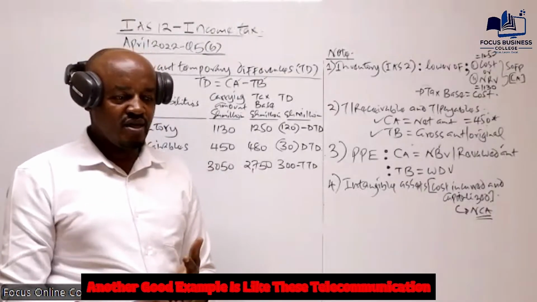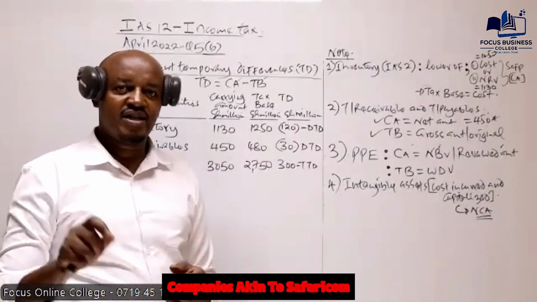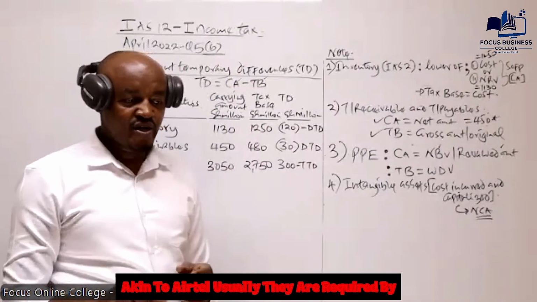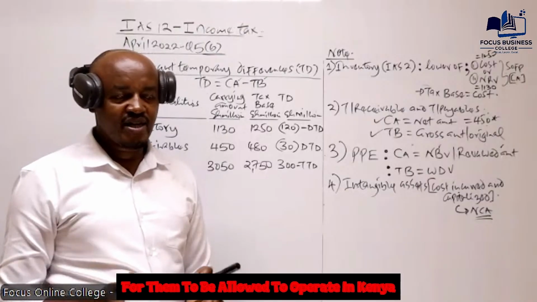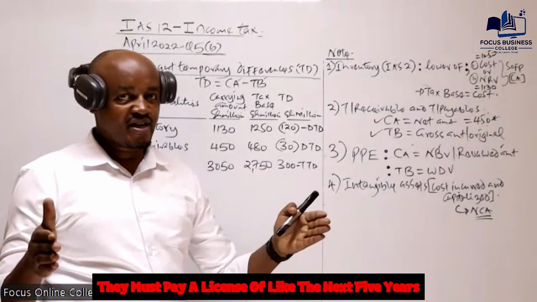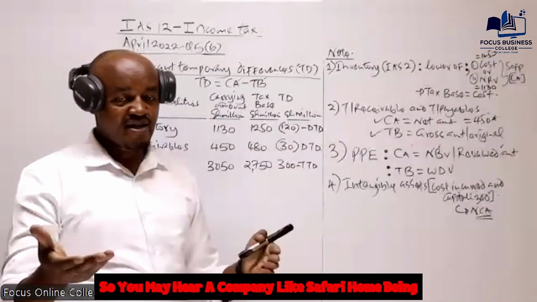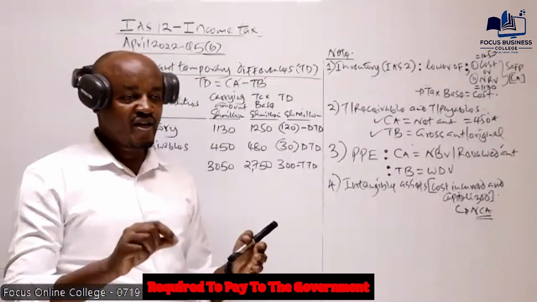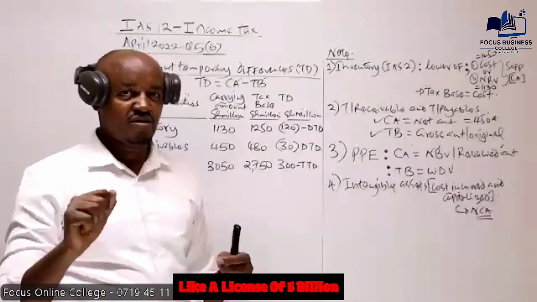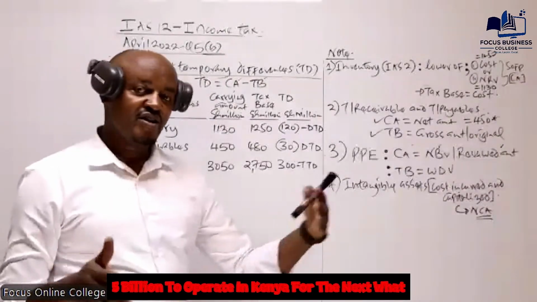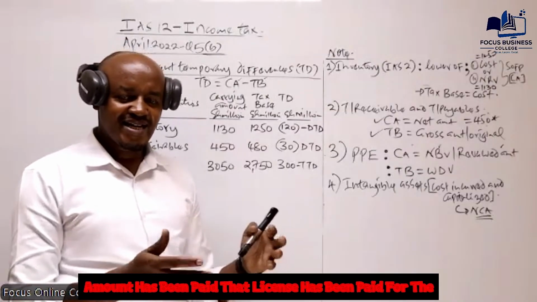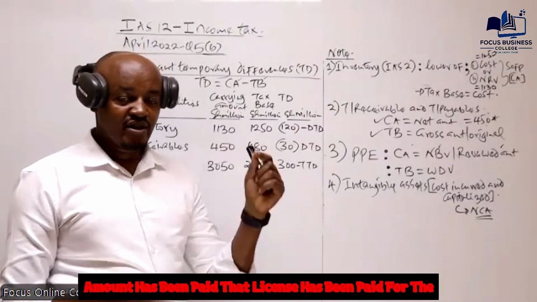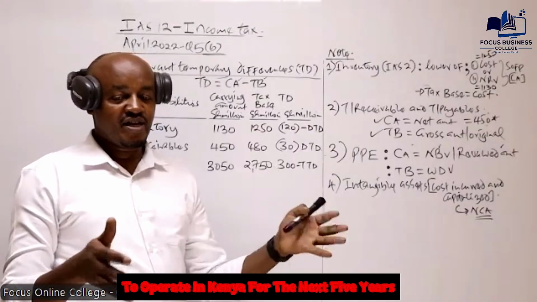Another good example is these telecommunication companies, like Safaricom, like Airtel. Usually they are required by the communication authority to be allowed to operate in Kenya. They must pay a license for the next 5 years. So you may hear a company like Safaricom being required to pay the government a license of 5 billion to operate in Kenya for the next 5 years. It is obvious that once that license has been paid, it will enable the company to operate in Kenya for the next 5 years.